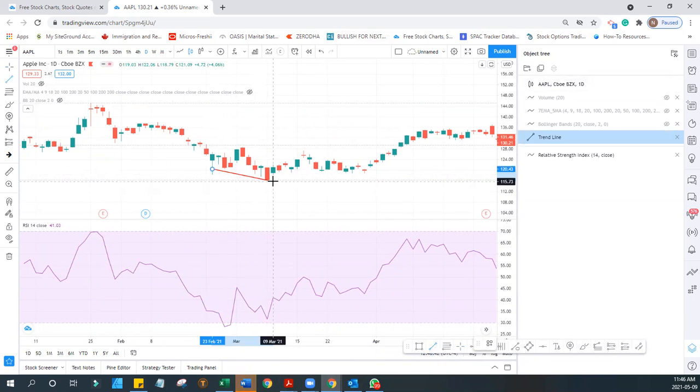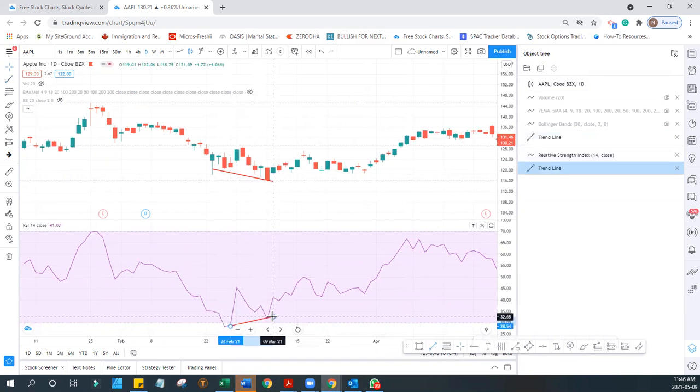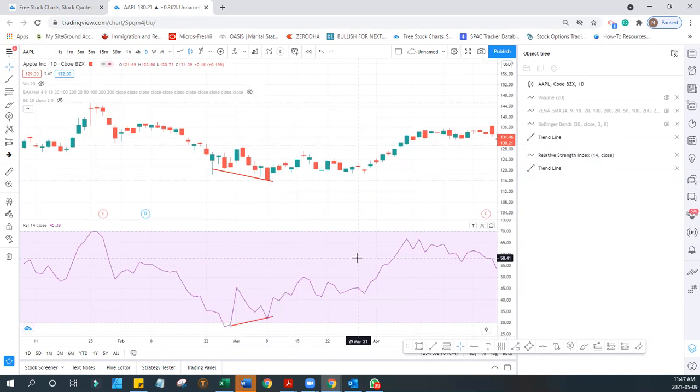The price is moving down, but the RSI value is going up. What does it mean? The price is going to go up next, most of the time. Does it make sense? Yeah, perfect. So this is how you use the RSI.